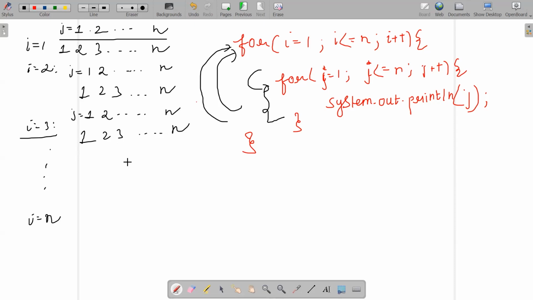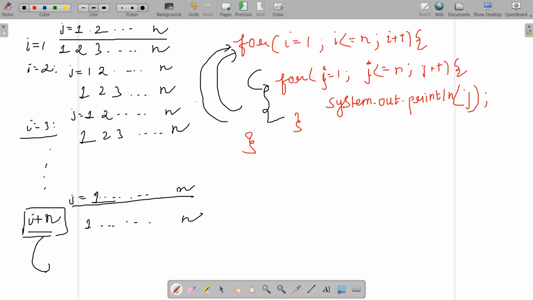Whenever my I reaches N, that's the last value of I for which there will be a J loop that runs from 1 to N. Beyond I equal to N, there is no more J loop that's going to run for you. Am I correct? So 1 to N will be printed for the last time whenever I is pointing to N. So overall, how many times has my loop run?